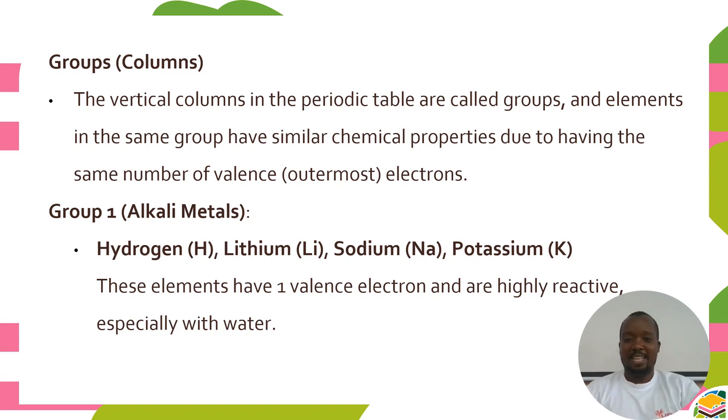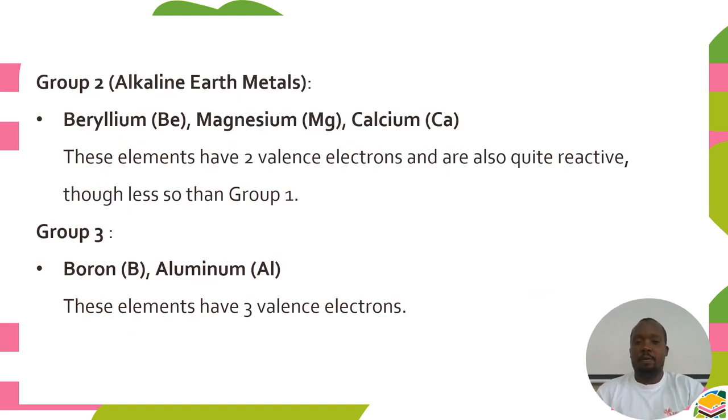And a brief description: they are highly reactive, especially with water. This will be discussed more in Form 2 on chemical properties. Okay, let us proceed. Group number 2, alkaline earth metals. The members include beryllium, magnesium, and calcium.